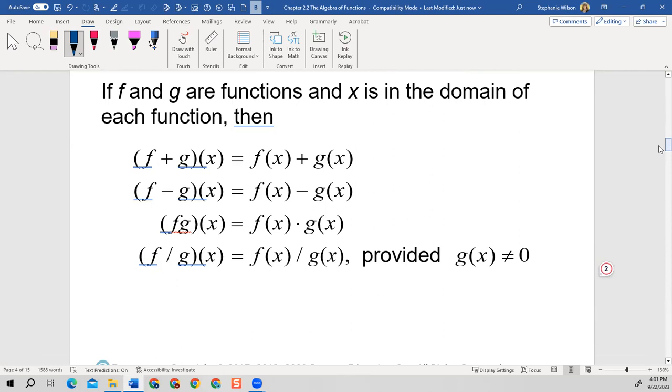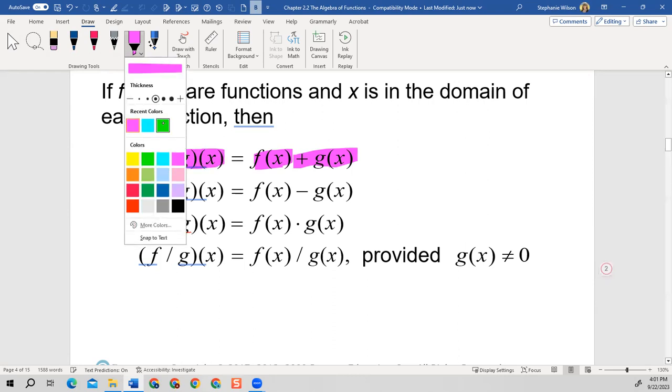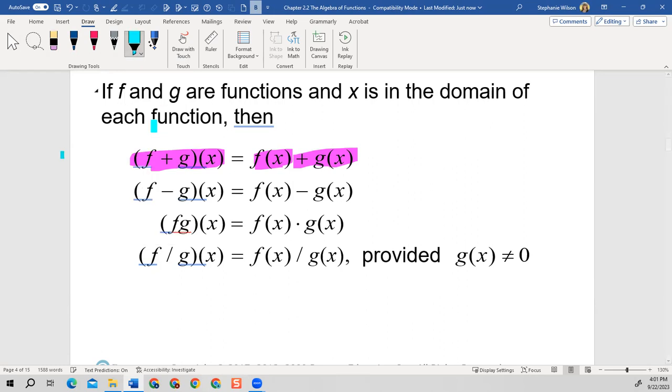If you'll see right here, if we have an addition of f of x plus g of x, let me get the highlighter going. Then we're going to get f of x plus g of x, and it also can be written this way. So it's showing you two different notations for the same work. If I have f minus g of x, it's the same as saying f of x minus g of x. If I have f times g of x, that's the same as f of x times g of x.